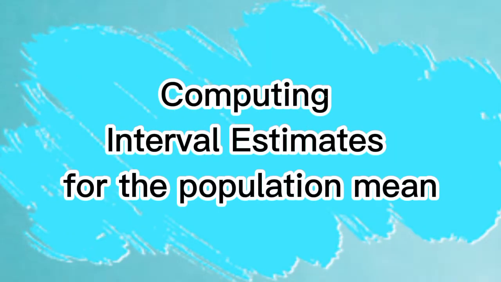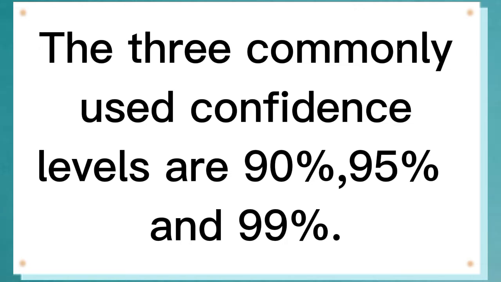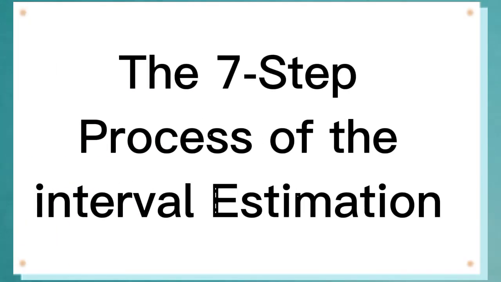For this day, we're going to discuss computing interval estimates for the population mean. An interval estimate is also called a confidence level. There are three commonly used confidence levels, which are 90%, 95%, and 99%. The interval estimation procedure is summarized using a 7-step process.